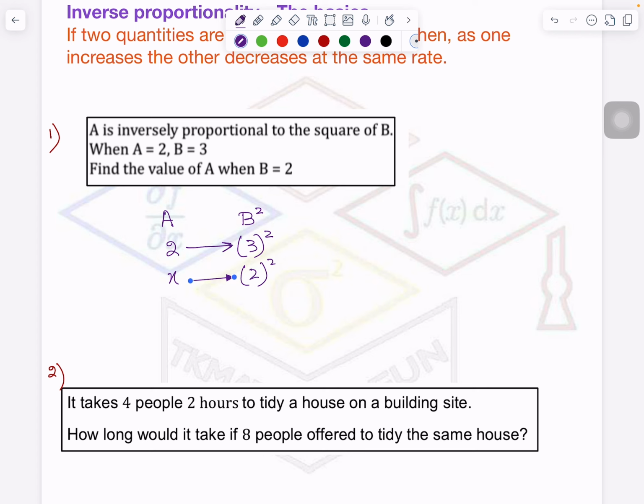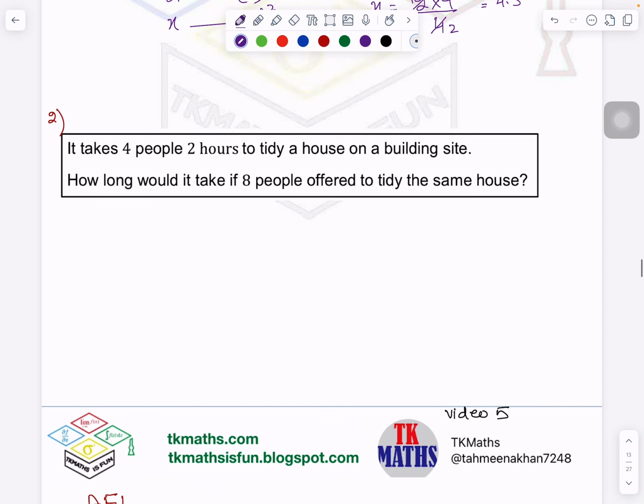So it will be 2 times 3 squared, 3 squared is 9, equals x times 2 squared, which is 4. So x equals 2 into 9 divided by 4. So 2 ones are 2, 2 twos are 4, and 9 divided by 2 is what? 4.5, sorry. Half of 9, right? 4.5. So now see the next question.